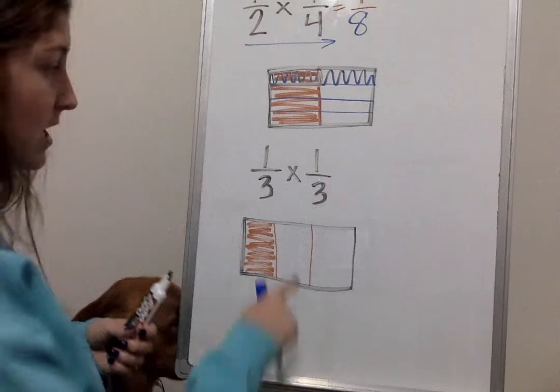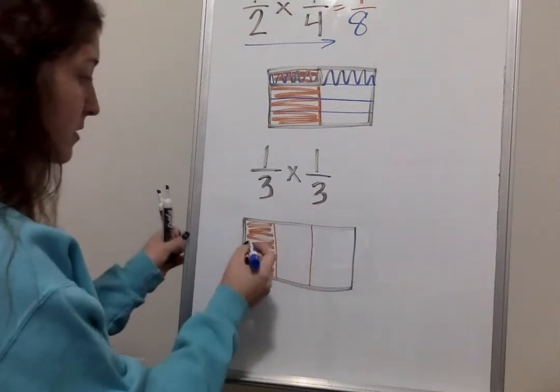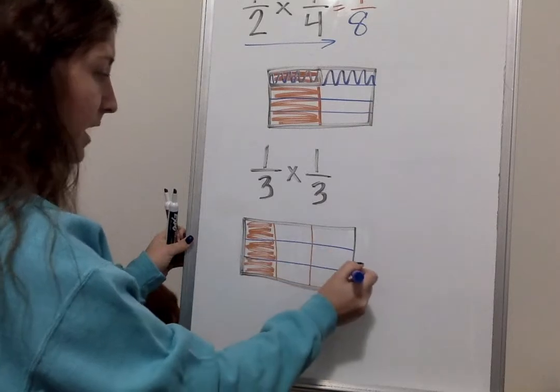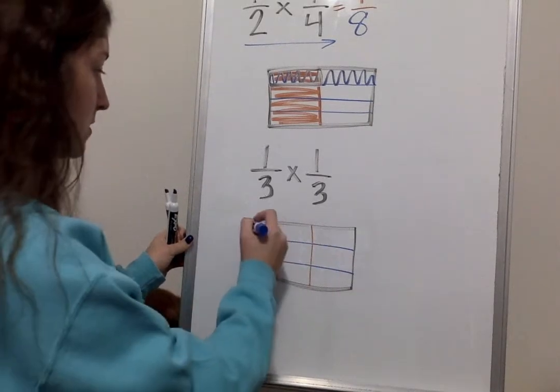Then I need to create thirds horizontally, and I need to shade in one of those thirds.